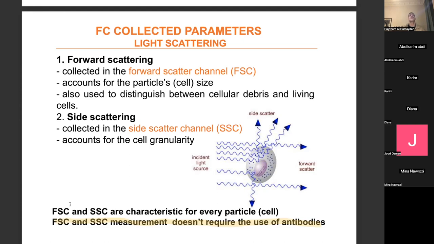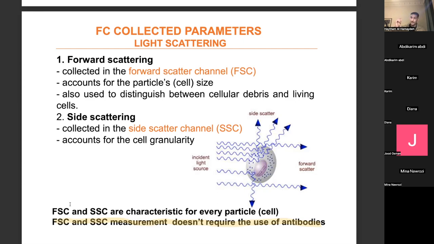Okay, so for example, I'm a cell and I'm large. Haytham has a large body, but his body is filled with organs. If I'm large, I'm able to do forward scattering, and I'm also able to do side scattering, because there are organs in my body. They will reflect. If Haytham is large but has no organs, then it's forward only. And so in this case, we are only measuring size.